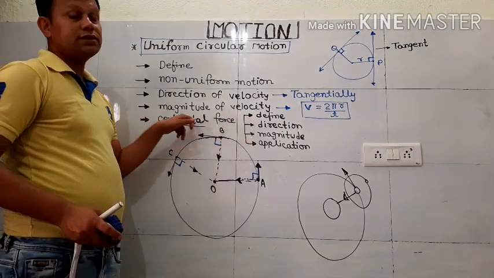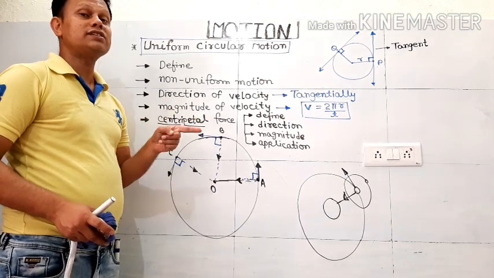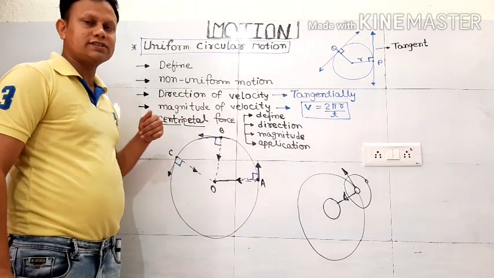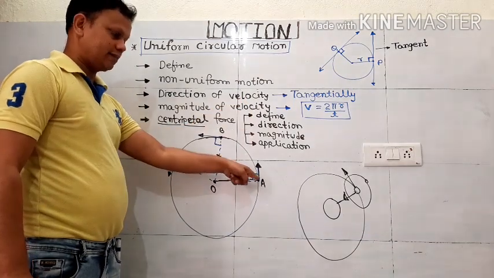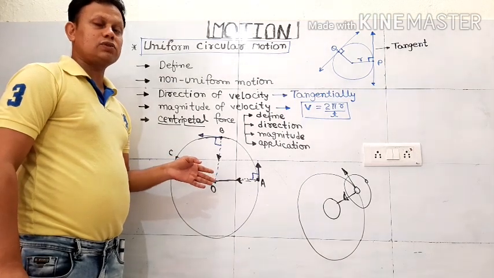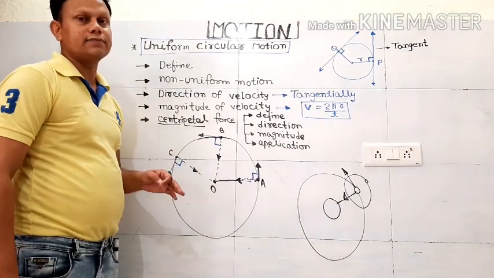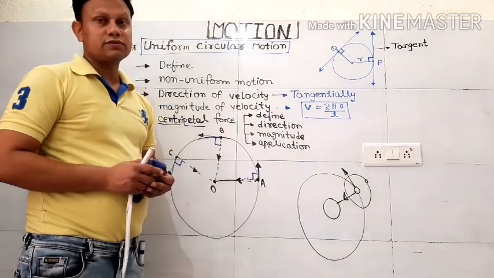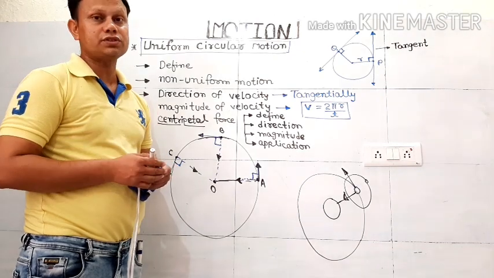So what is the definition of centripetal force? A force which keeps any object on a circular path and it is always directed towards the center. So what is the direction of centripetal force taken? Towards the center of the circular path. Okay, velocity is tangential and force is towards the center. And if somebody asks what is the direction of acceleration, then the direction of acceleration is also taken towards the center.